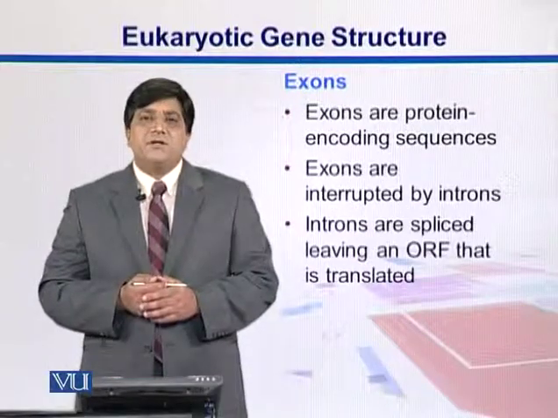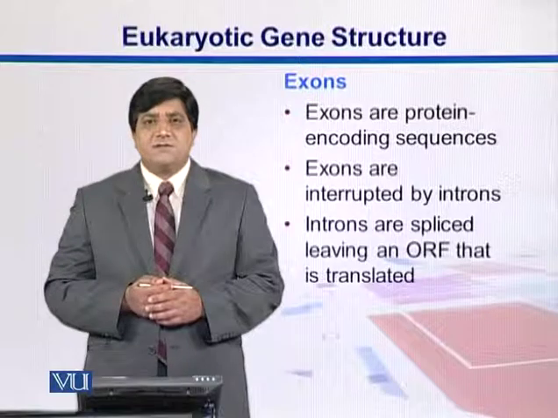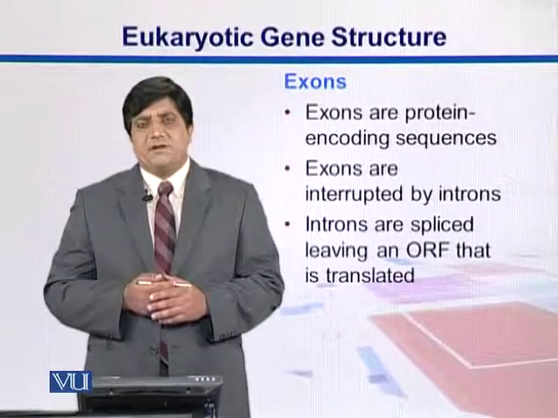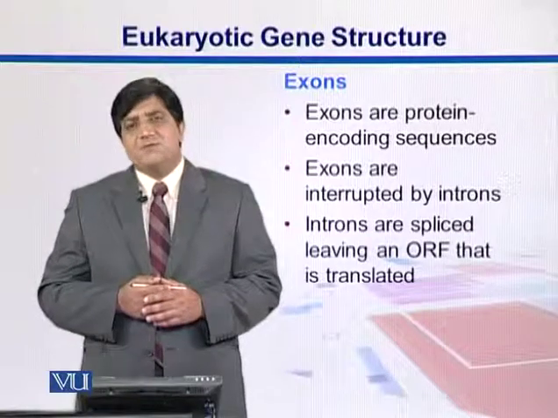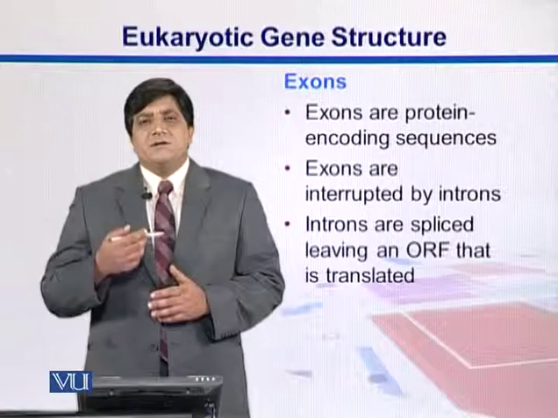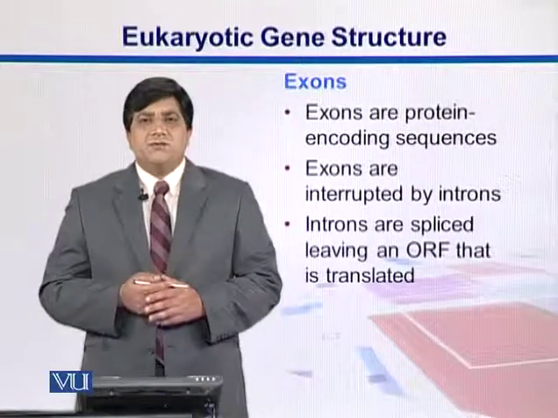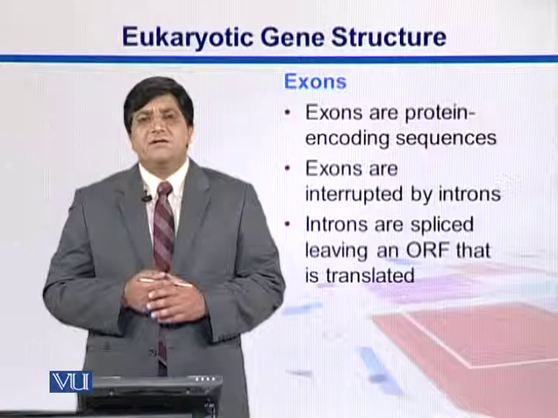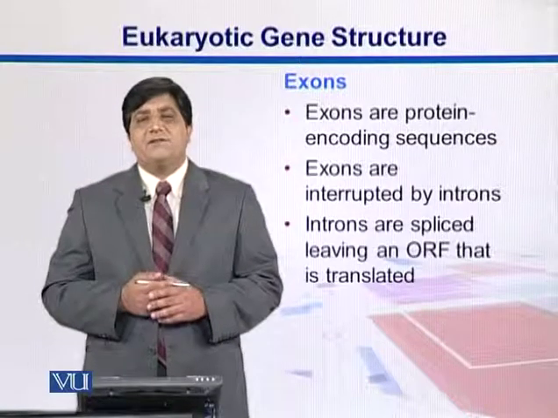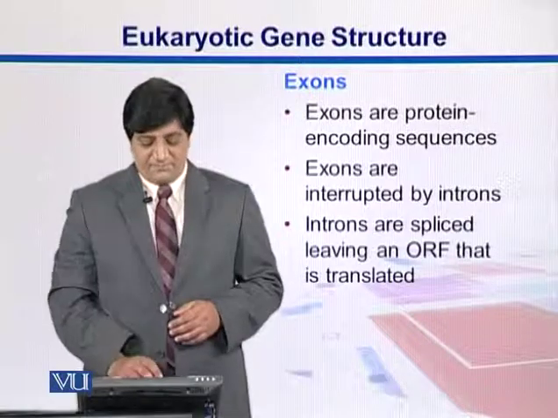Exons are protein coding regions, and exons are spaced from one another, and in between them there are the introns. So during gene expression, both exons and introns are first transcribed into messenger RNA, and then later on the introns are removed, and in the end the remaining structure we call the ORF.